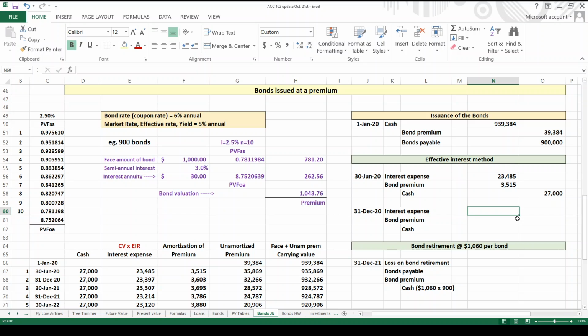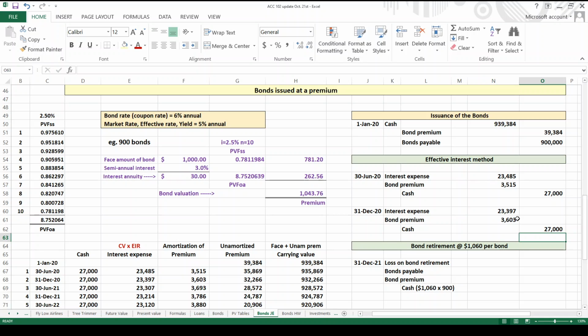$27,000. Pull the numbers off the second row, which is December 31/20. Interest expense, $23,397. Bond premium, $36.03, and the cash is the cash. Yeah? Effective interest method. All right, now again, let's play make-believe.